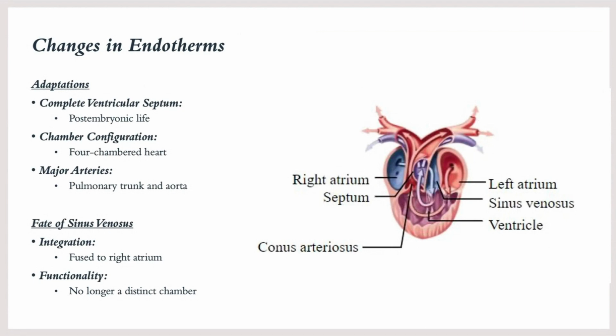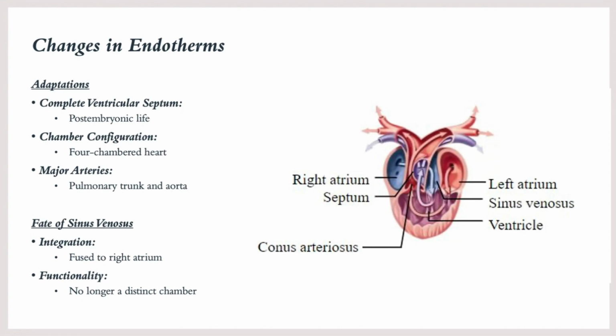Okay, so changes in endotherms. Well, the ventricular septum basically developed post-embryonically. So after being an embryo, the ventricular septum developed, which separated the ventricle. And then the heart became four-chambered, of course, and the major arteries were the pulmonary trunk and the aorta. So what happened to the sinus venosus that we mentioned before?